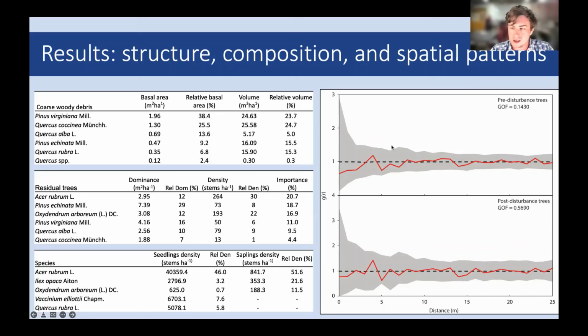So we can see that going from pre-disturbance trees to post-disturbance residual trees, the spatial pattern really didn't change much. We might expect a change in spatial patterns after catastrophic disturbance, where residuals become either aggregated or dispersed, but we didn't find that after this intermediate severity disturbance.